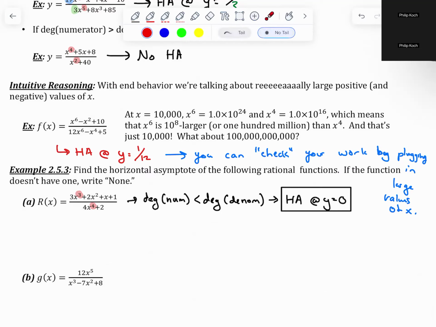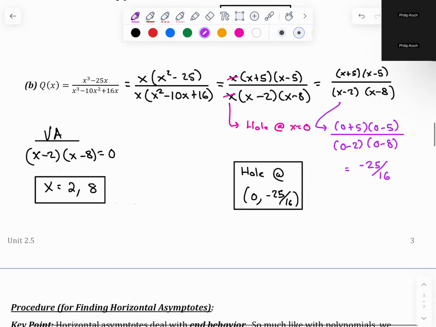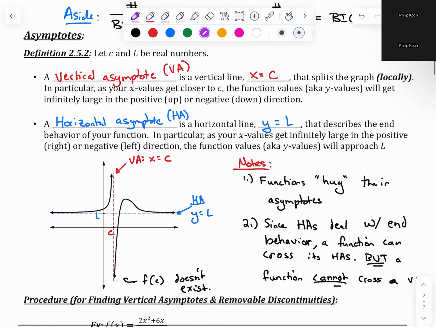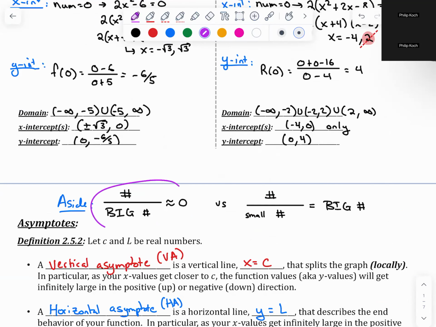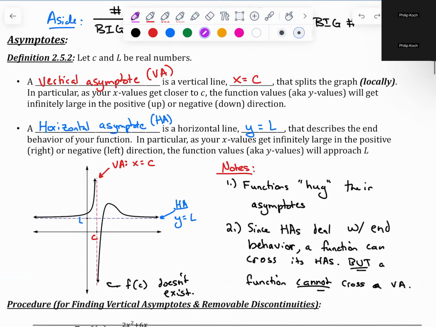If you plug in 1,000 into this expression, remember, none of these small terms matter. And if you're looking at this, if you plug in 1,000, the denominator is 1,000 times larger than the numerator. So you've got a number divided by a large number, which is approximately 0. And that was just 1,000.